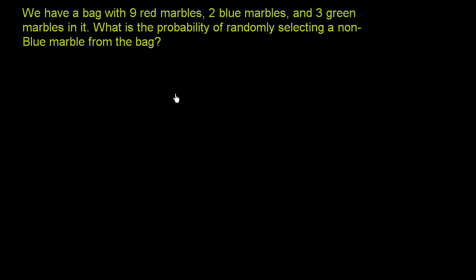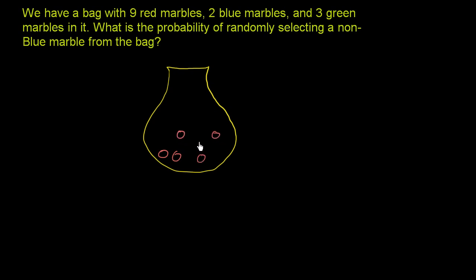So let's draw this bag here. That's my bag, and we're going to assume that it's a transparent bag. That looks like a vase. But we have 9 red marbles. So let me draw 9 red marbles. 1, 2, 3, 4, 5, 6, 7, 8, 9 red marbles. That looks kind of orangish, but does the job.